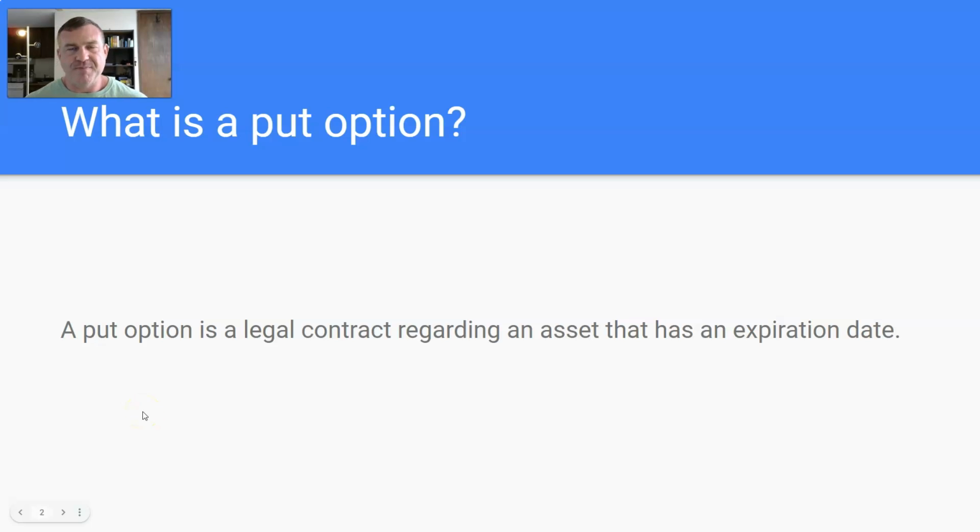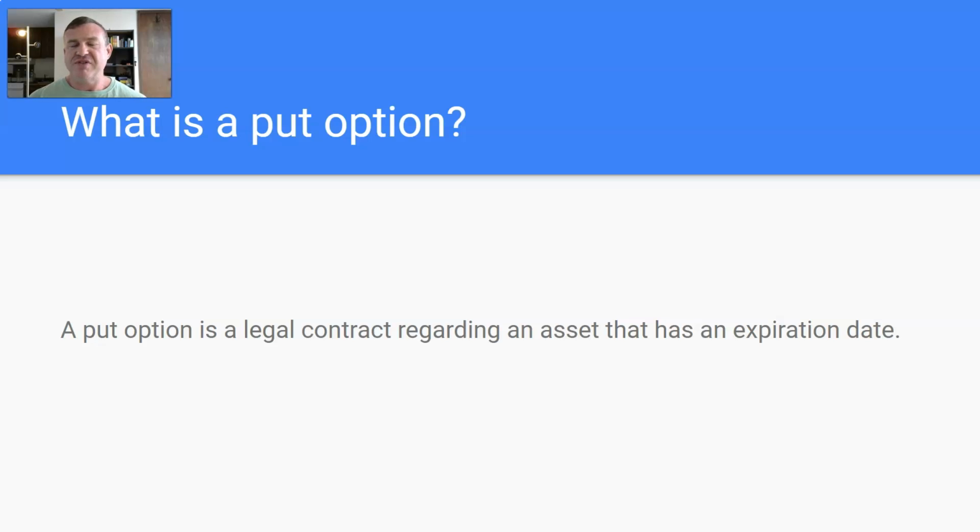What is a put option? In the most simple beginner terms, a put option is a legal contract regarding an asset, and it has an expiration date. For this video, we are going to be talking about put options on stocks, just to keep everything really simple and uniform.